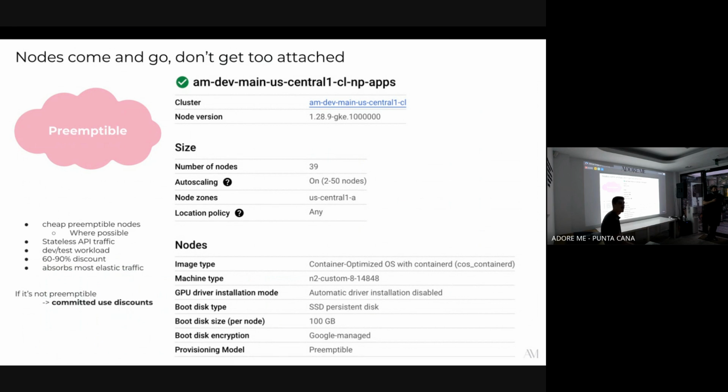Wait, we have a question. I would assume that the unit of scaling is the namespace, right? So you're scaling up and down with the number of namespaces. Why is that the case, and not the deployment of a service or whatever? Why did you choose a namespace? Is it easier?